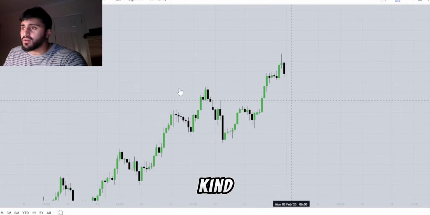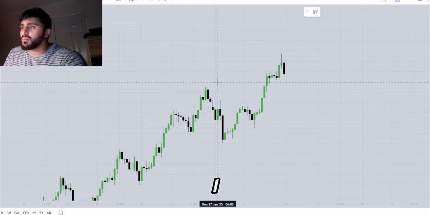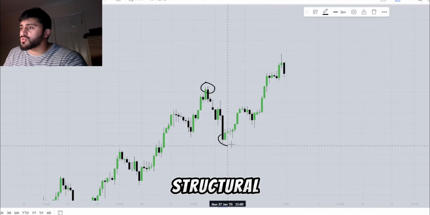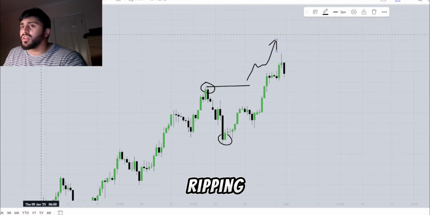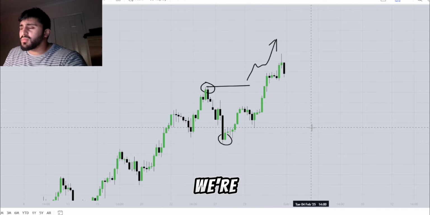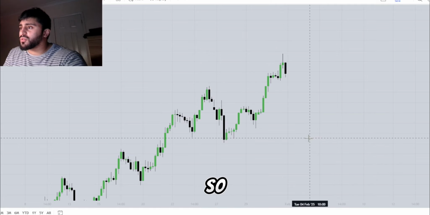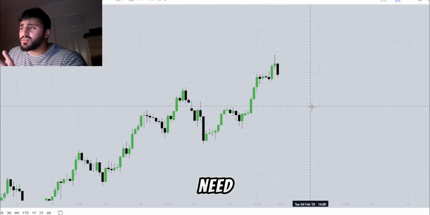So if we look at more recent structure, the way that I would mark this out, we had a structural high, structural low, and we're just ripping higher and higher on gold. So the trade recap we're going to be going over today is pretty simple. What we understand over here on gold is we need to position ourselves.